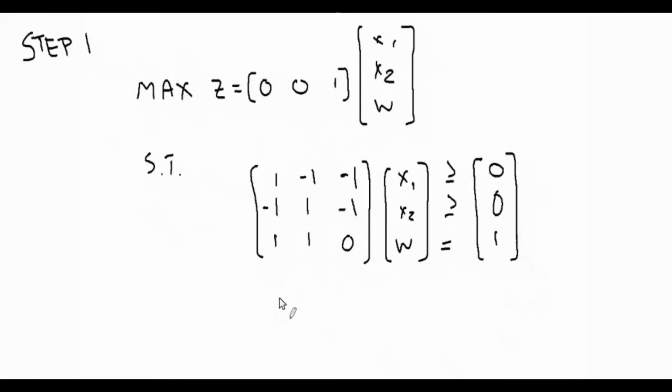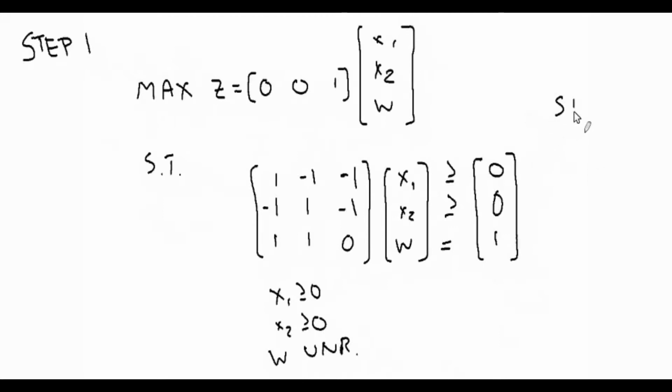And we have x1 is greater than or equal to 0. x2 is greater than or equal to 0. And w is UNR, or unrestricted in sign. So that's step 1, making the pseudo-matrix form.